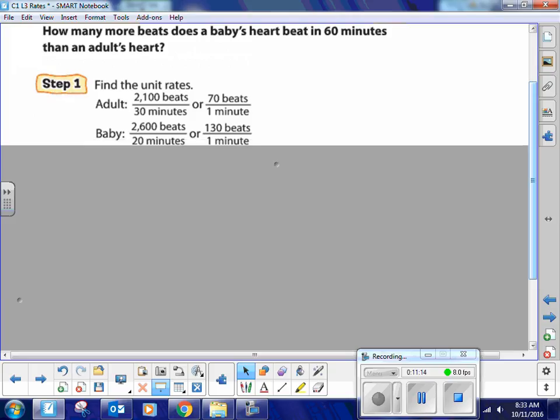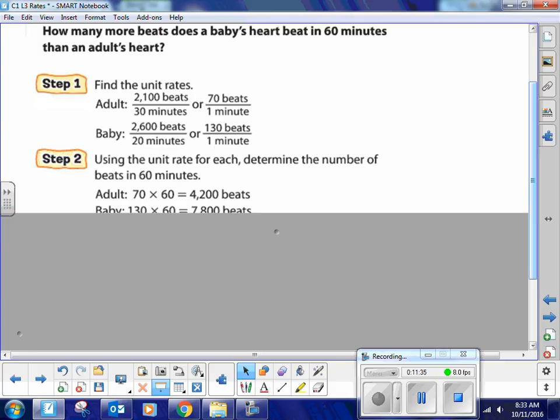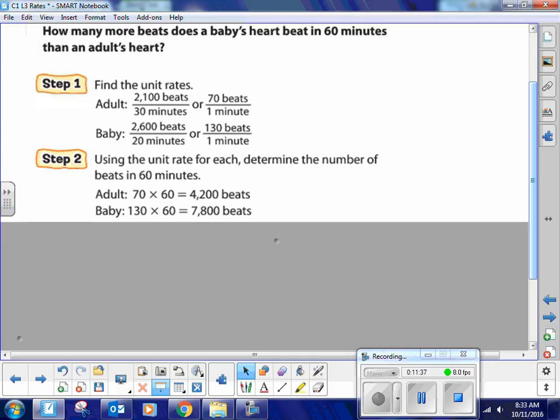Now, that's great. See what they did is they put the adult's 2,100 beats per 30 minutes, and then they simplified it by dividing both of them by 30, and they got it down to 70 beats per 1 minute. They did the same thing with the babies. They figured out that 2,600 beats per 20 minutes is actually 130 beats per minute. Then we've got to get these up to 60 minutes, because they want to know what each of them are in 60 minutes.